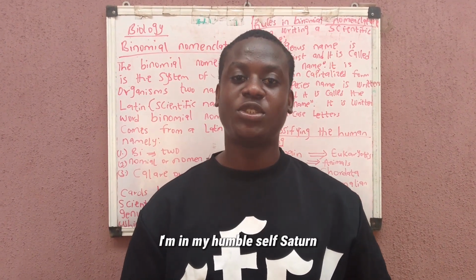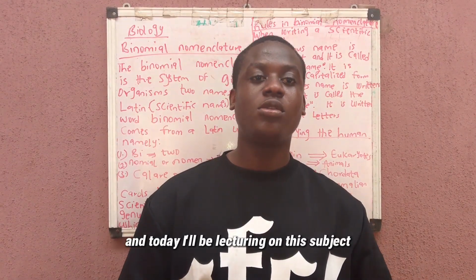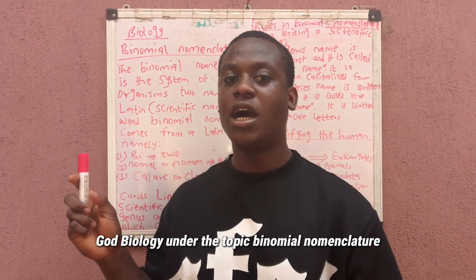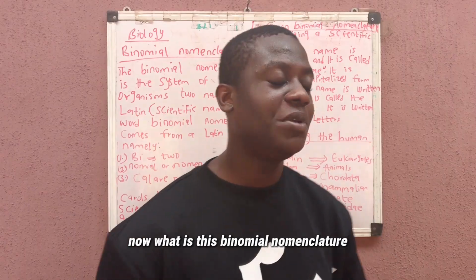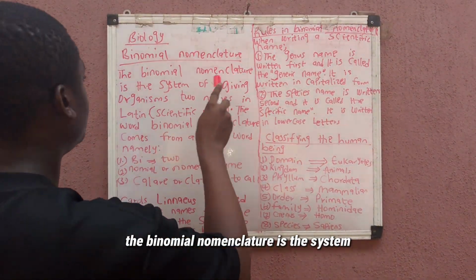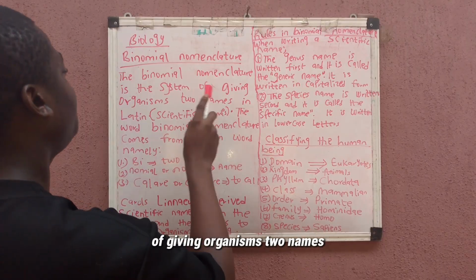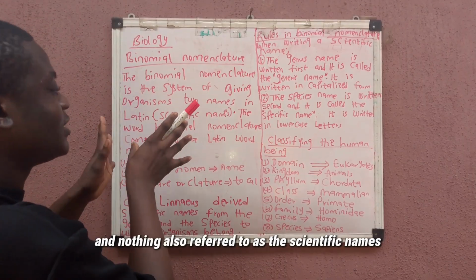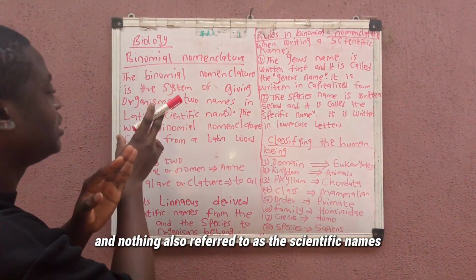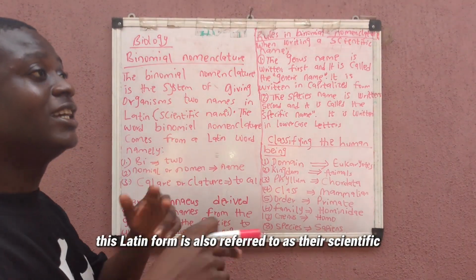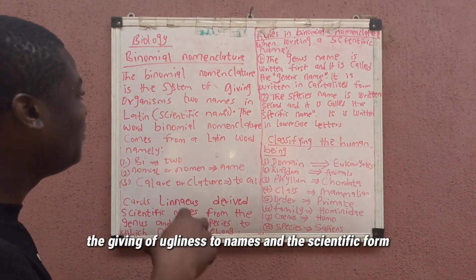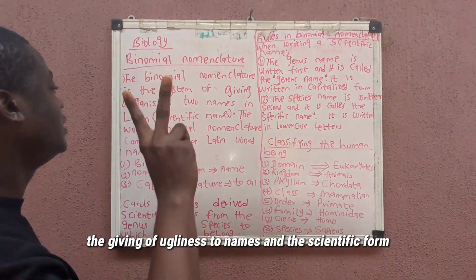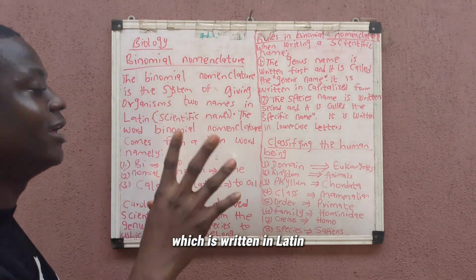I'm my humble self, Satuni the Young Teacher, and today I'll be lecturing on the subject called biology, the topic binomial nomenclature. Now, what is this binomial nomenclature? The binomial nomenclature is the system of giving organisms two names in Latin, also referred to as the scientific names. This Latin form is also referred to as their scientific names. The giving of organisms two names in their scientific form, which is written in Latin.